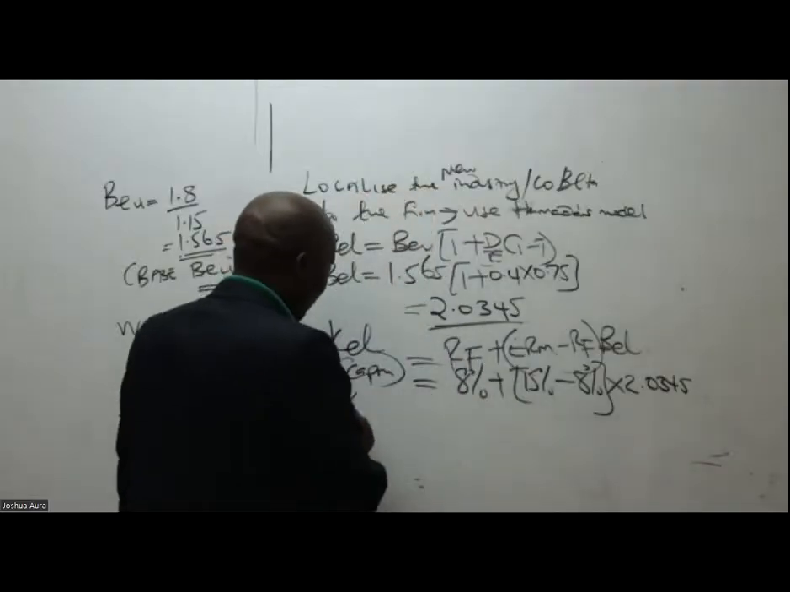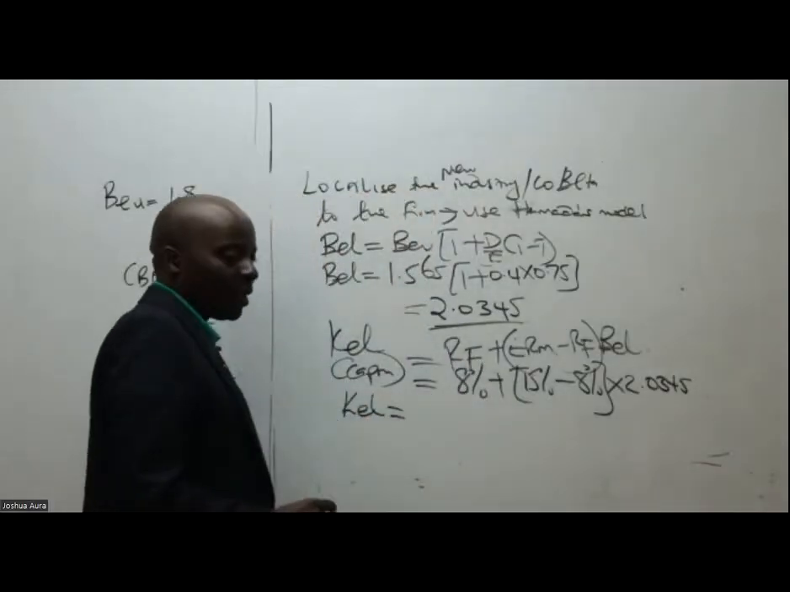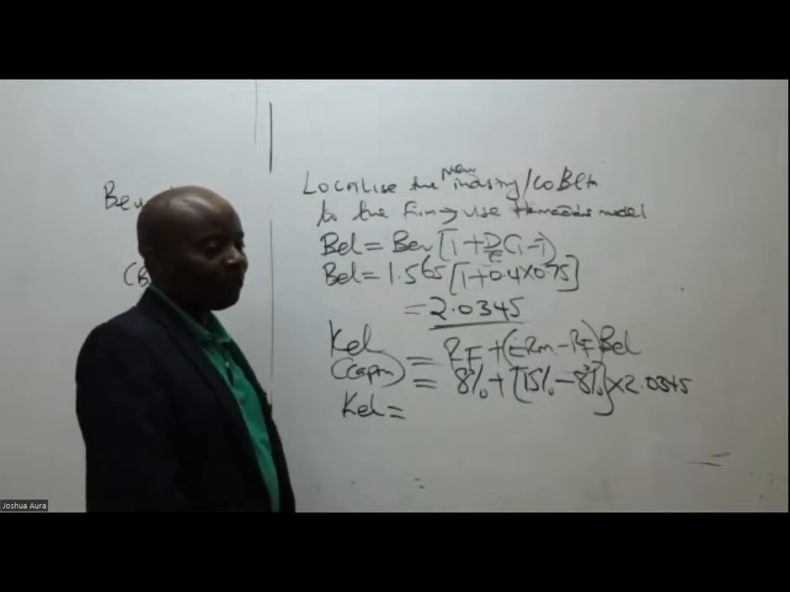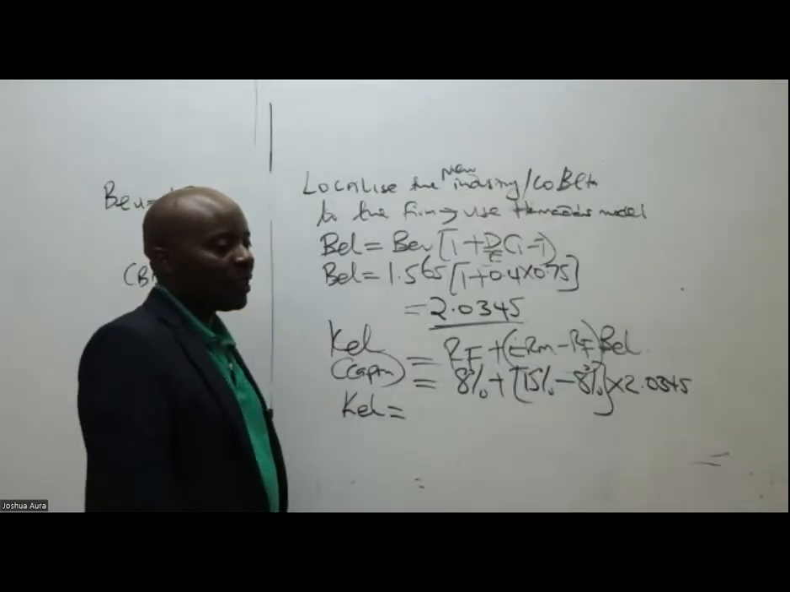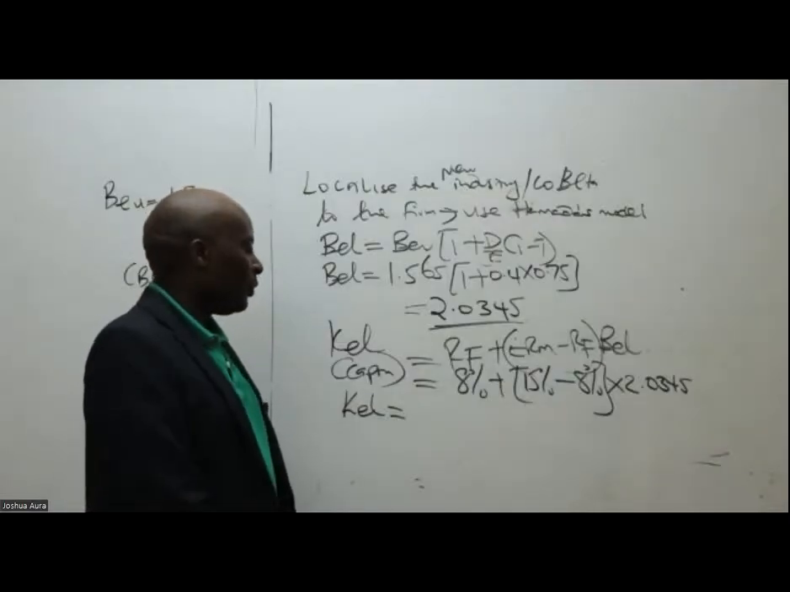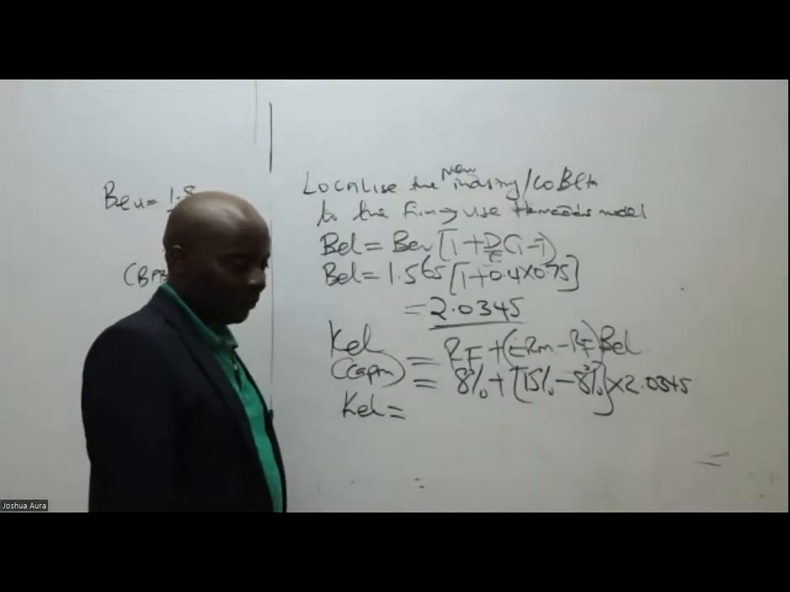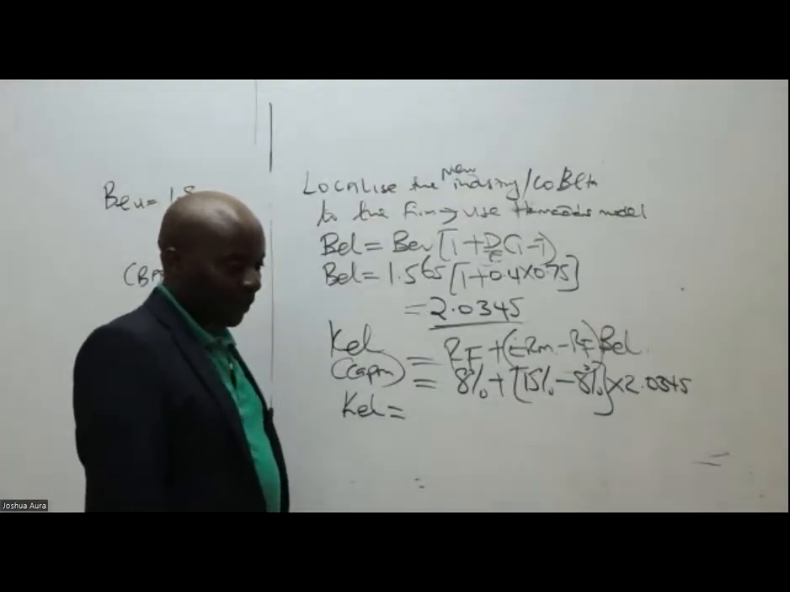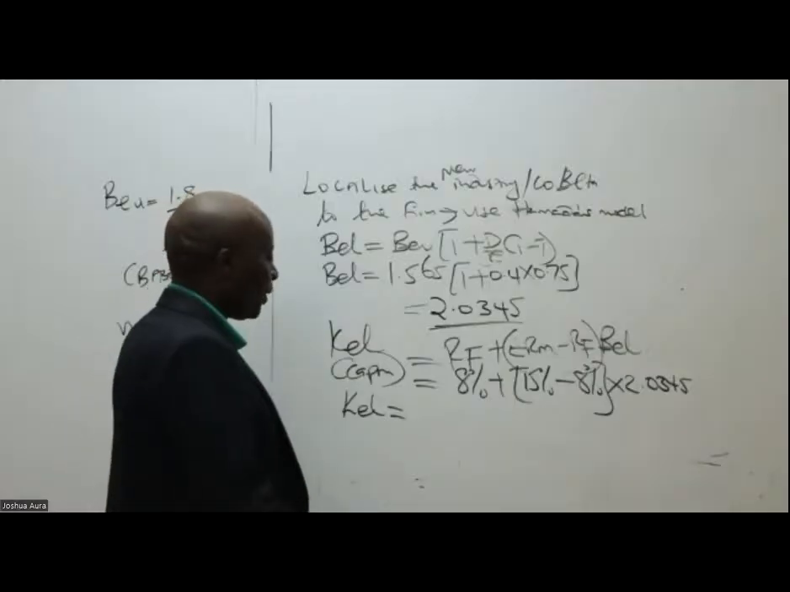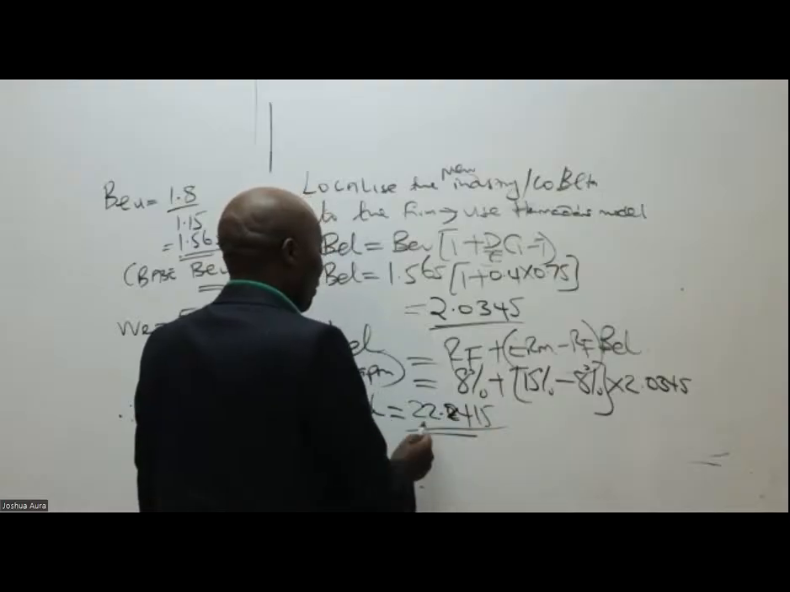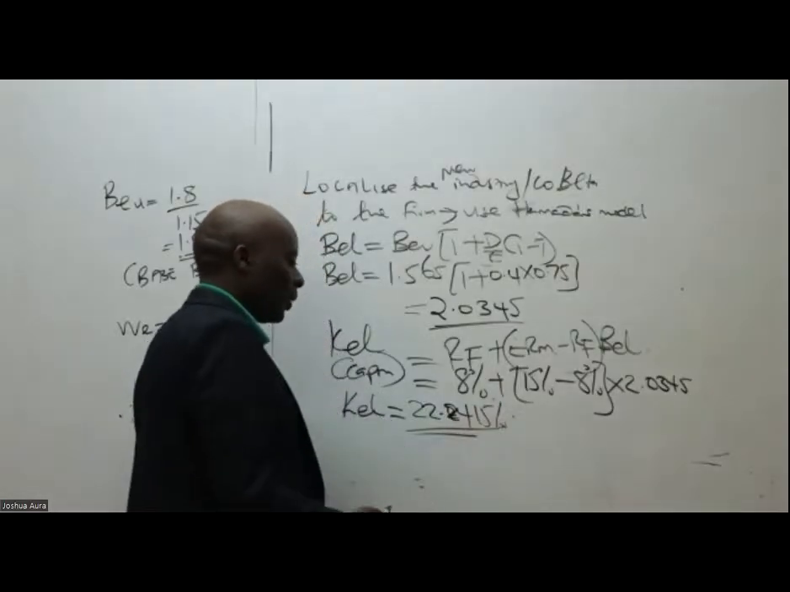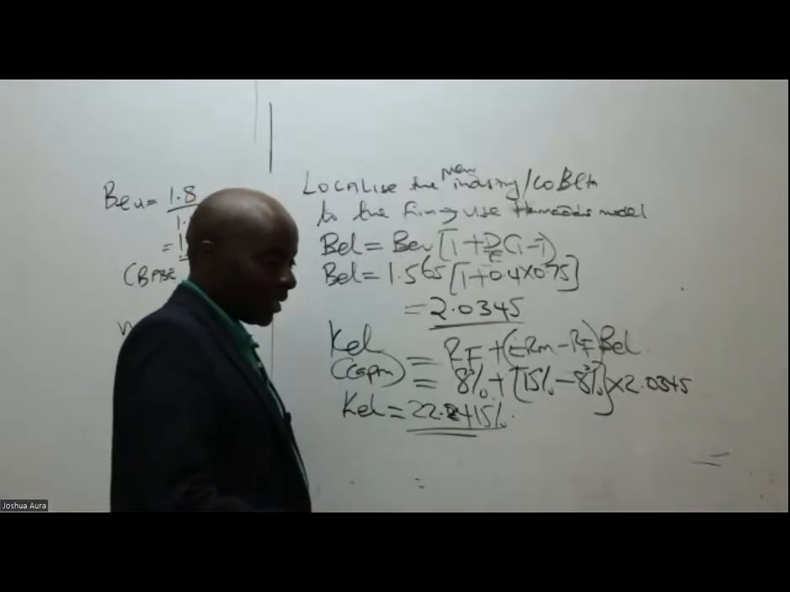Then what is our Ke? Our cost of equity of a levered firm will be equal to who? Can somebody give us this figure? 22.2415. Thank you so much. Like that. We haven't yet hit home. No, we're still one step away from home.